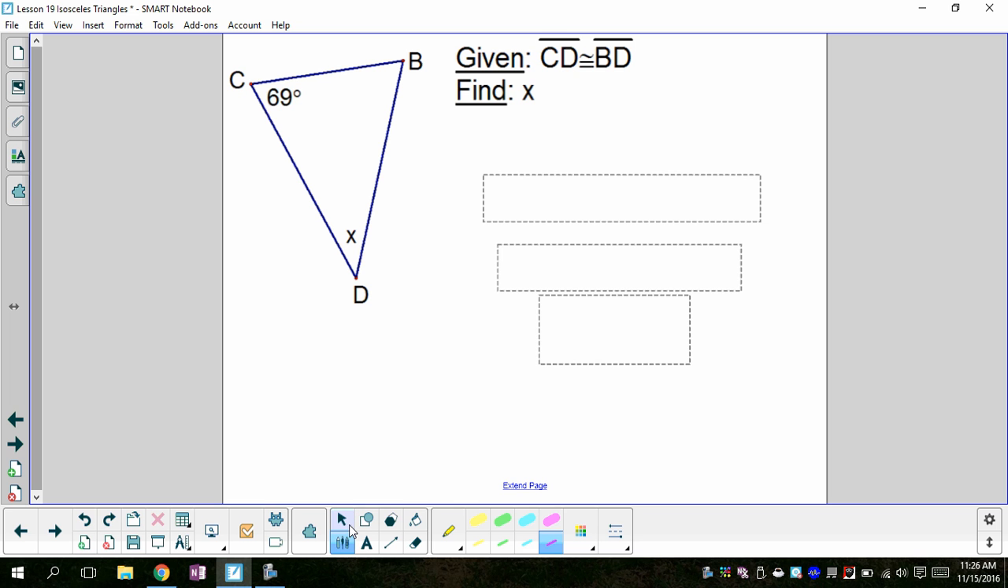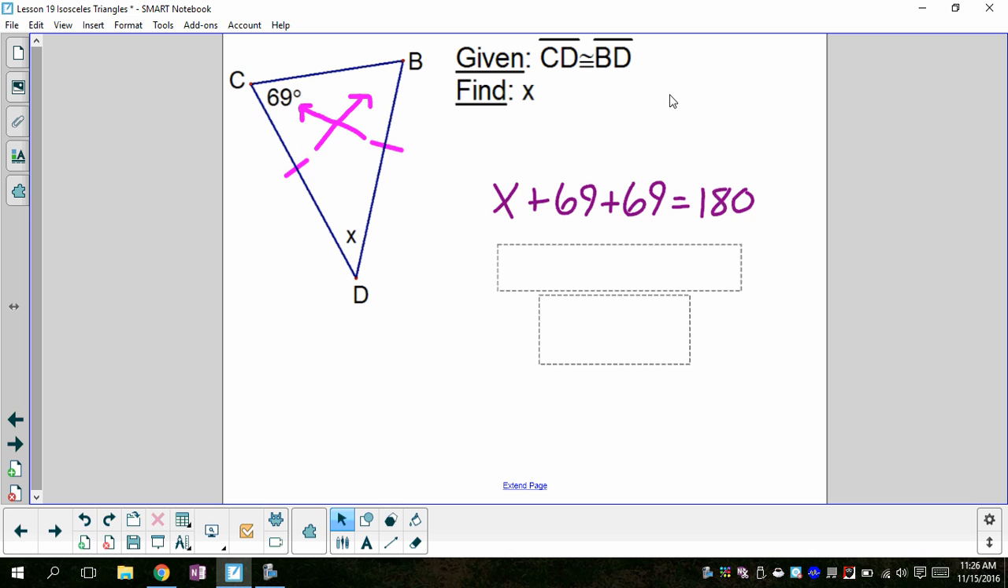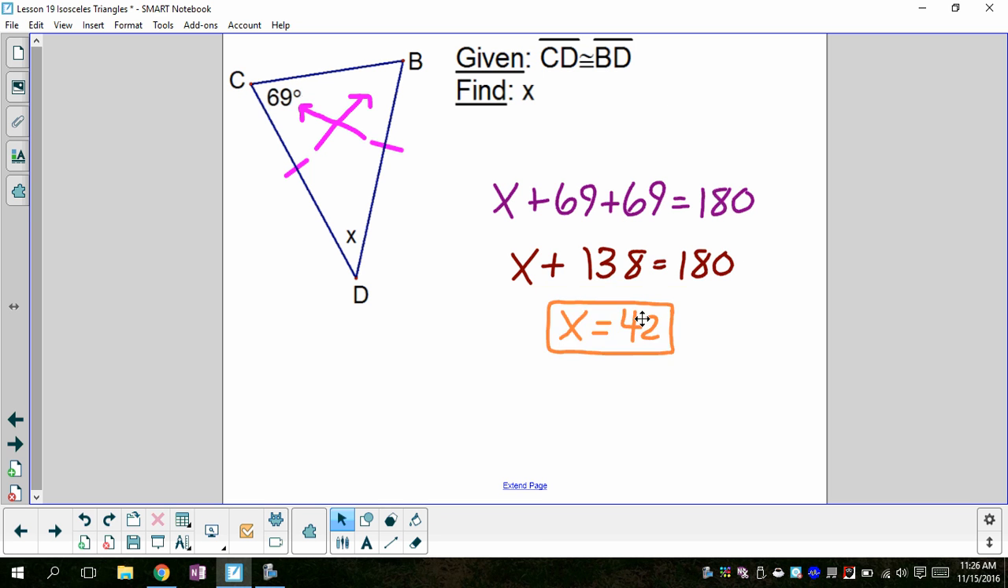Let's do another one. Again, I have some information here that CD is congruent to BD. So those are my two legs. I can figure out which angles are the base angles by going across from those legs to those angles there. C and B are the base angles. So that means that since C is 69, B is also 69 degrees. So we're going to add angles C, B, and D together, and they should add up to 180. And if we do a little bit of algebra, we can figure out that X, or the measure of angle D, because they're the same thing, is 42 degrees.